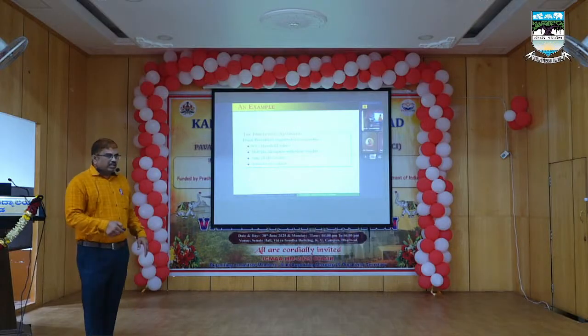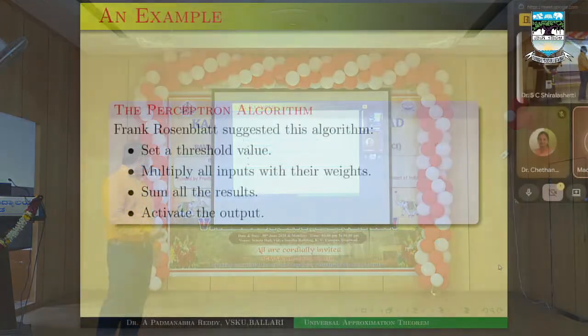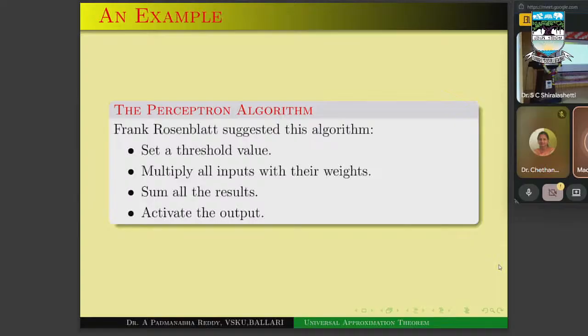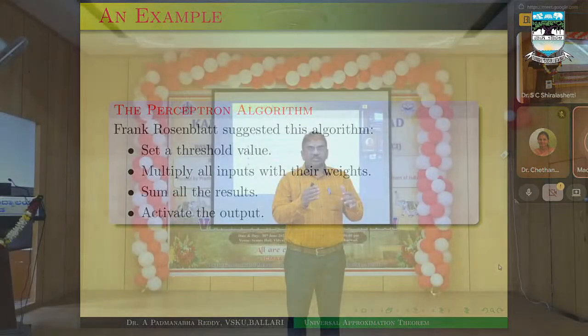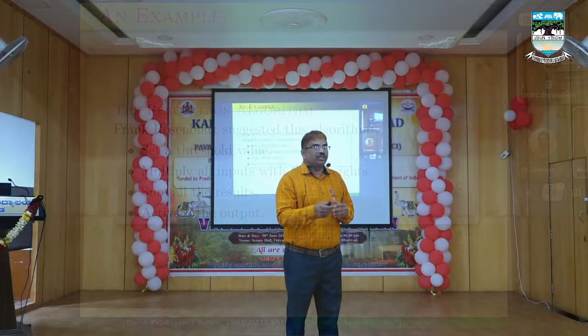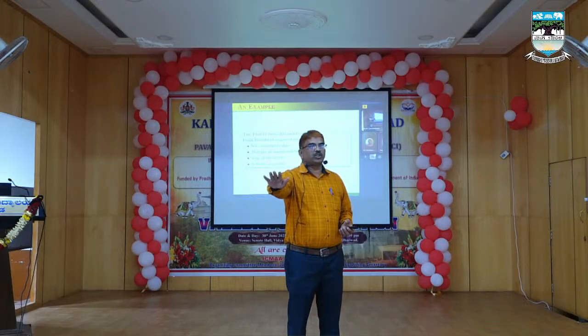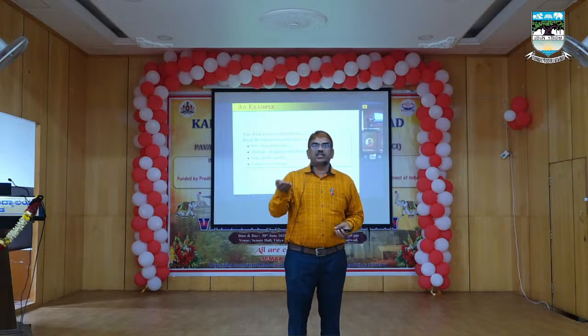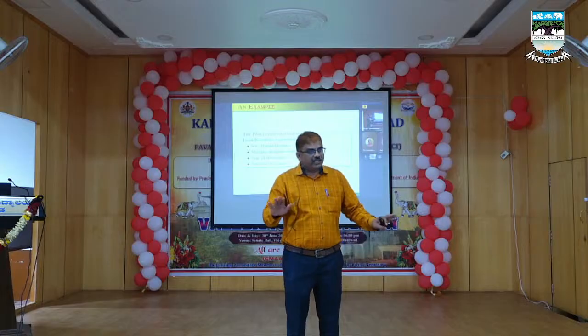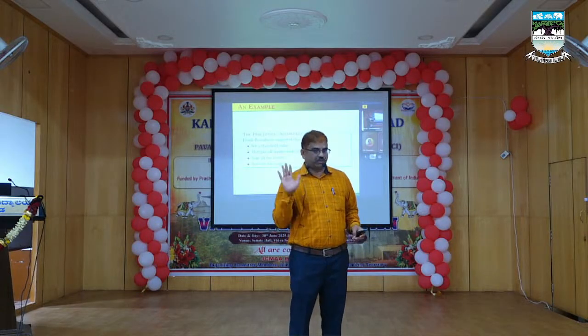Now activate the output. Suppose the weighted sum, w1 into x1 and so on, if it is exceeding the threshold, I am attending the musical show. If it does not exceed the threshold, I am not attending the musical show. This is the output.